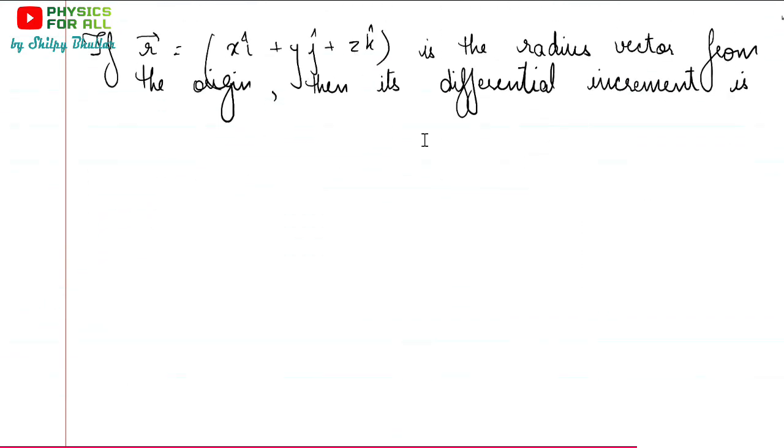So now we are considering that if r is the radius vector from the origin, the basic vector that we always talk of in terms of three dimensions, then what would be its differential equivalent? That would be simply a small change in x, small change in y, and small change in z.